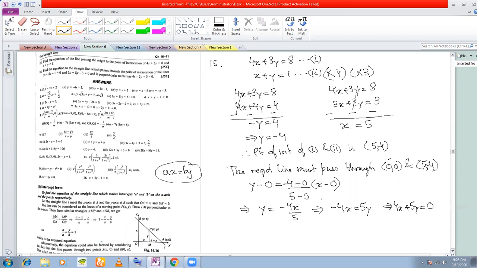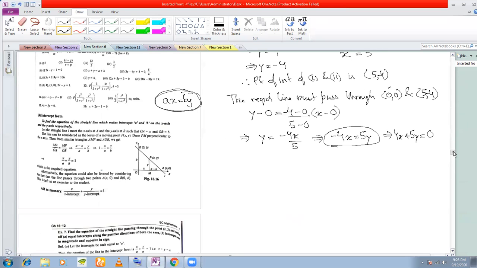If you remember, I had told you the equation of any straight line passing through the origin will be of this form, with no constant term. So we are getting this form. But now we can solve the same problem by a little different method.